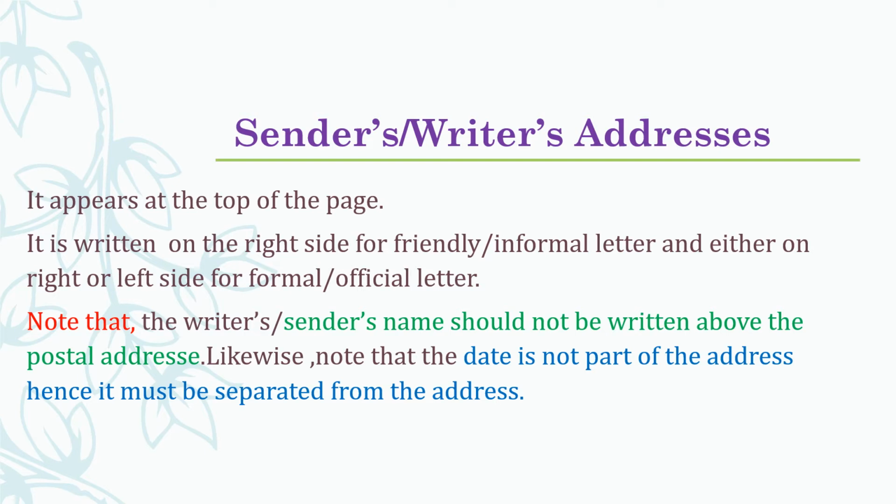Something to note is that when you are writing this writer's address or sender's address, there are some things that you're supposed to keep in mind. Many people make mistakes when they are writing these addresses. So the first thing that you're supposed to always remember is that the name of the person who is writing the letter is not supposed to appear above the writer's address. Instead, you are supposed to begin with either the name of the institution or the box number.